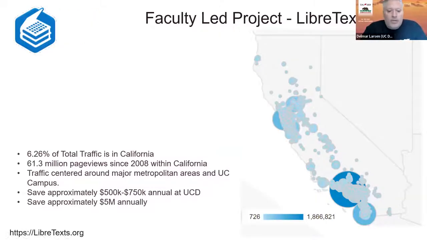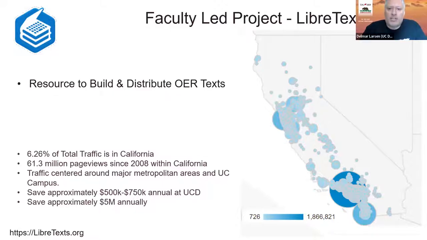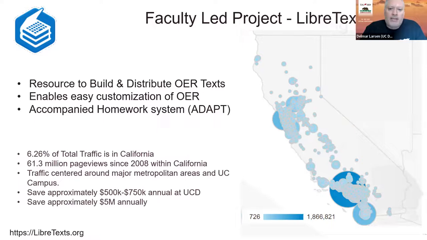So those are grassroots efforts at the campus level by either administration or the librarians. But dwarfing all those programs in terms of impact and cost is the LibreText project, which is a faculty-run project. Again, I'm biased because I'm the founder of the project. The intent of that project is to provide a centralized technology to enable the building and distribution of OER textbooks, to enable customization of OER textbooks. And then we also have a new homework system around that.